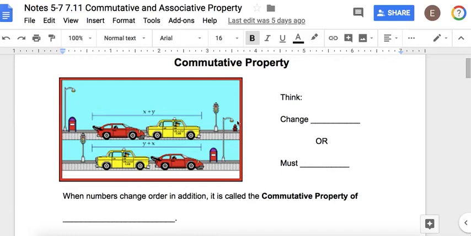Welcome to my video on the commutative and associative properties. So the first property that we're going to look at is the commutative property.